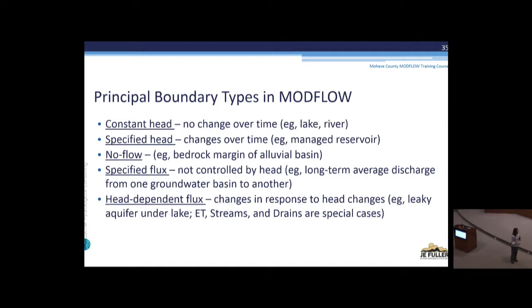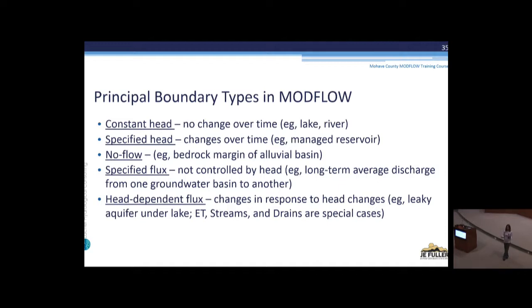Better is to specify a head-dependent flux. So these change in response to head changes. So for a leaky aquifer under a lake, or in special cases, evapotranspiration, streams and drains. And it could be the same thing at the end of a basin where, if I have a big well field right before my basin discharges into the next basin, the discharge into the next basin is going to get reduced over time.